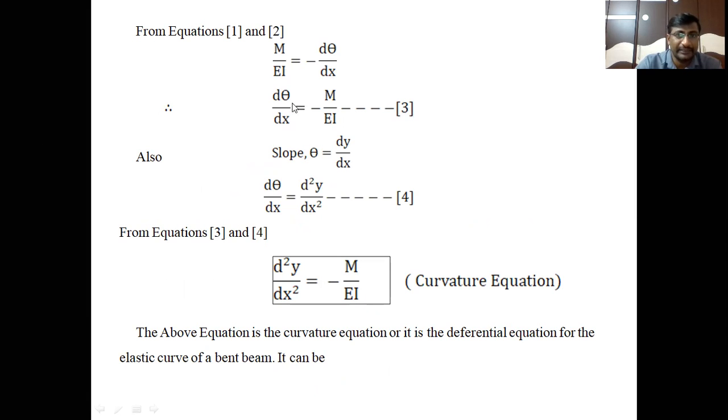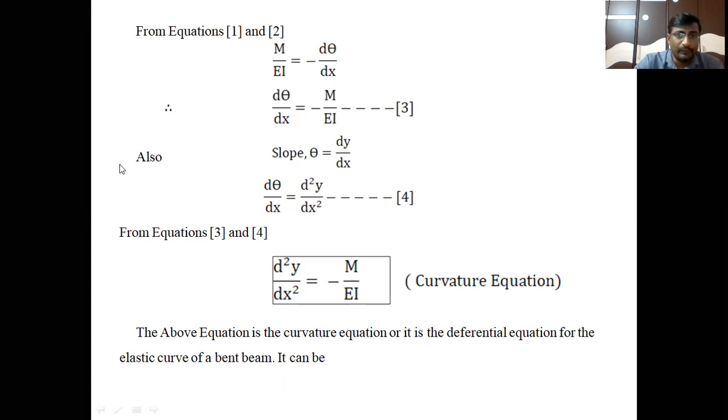In this, d theta by dx is the curvature, the rate of change of slope. M is the bending moment, E is the Young's modulus, and I is the moment of inertia about the neutral axis. In M by EI, the EI is the flexural rigidity. Remember this: EI is flexural rigidity.